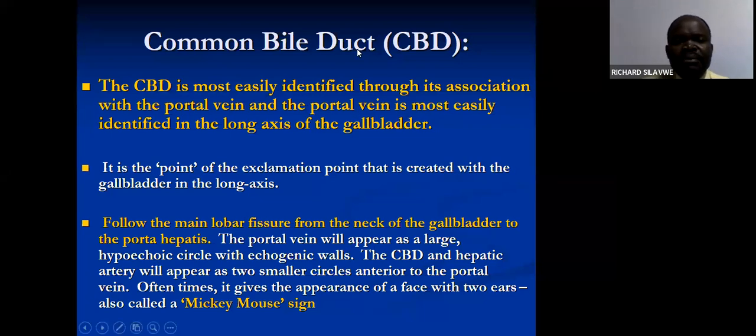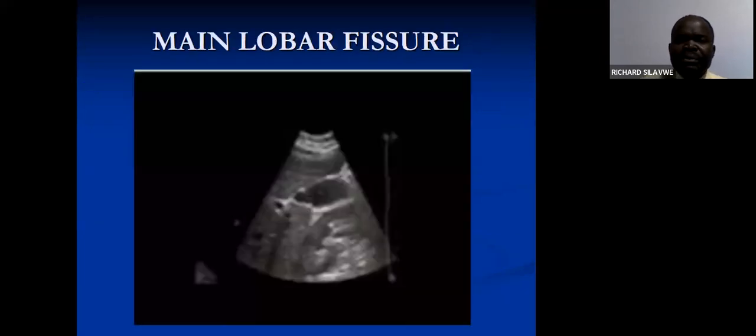When you follow the main lobar fissure from the neck of the gallbladder to the portal hepatis, the portal vein will appear as a large hypoechoic circle with echogenic holes. The common bile duct and hepatic artery will appear as two smaller circles anterior to the portal vein. Oftentimes, it gives the appearance of a face with two ears, also called Mickey Mouse. That is just an image there.